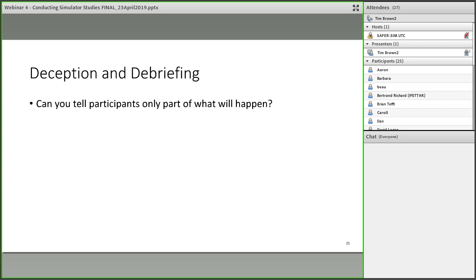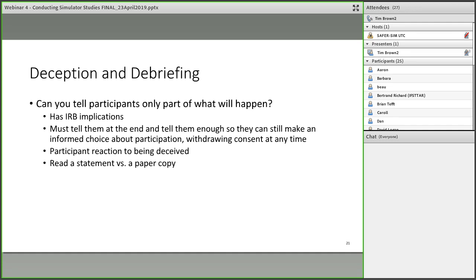And here the question is, can you tell participants only part of what will happen to them? If I'm doing a crash study, I don't necessarily want to tell them we're going to study your response to a crash warning system, because that's going to have them looking for a crash, which is not what people normally do when they're driving. And the answer is probably yes. There are cases where we can do this.